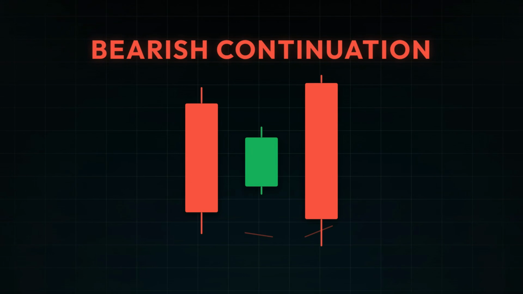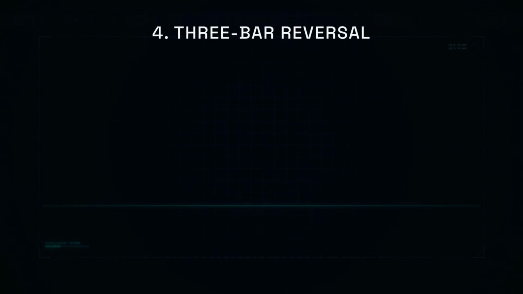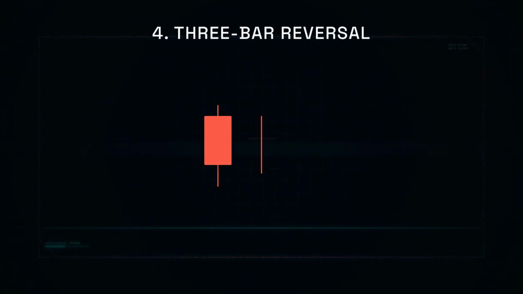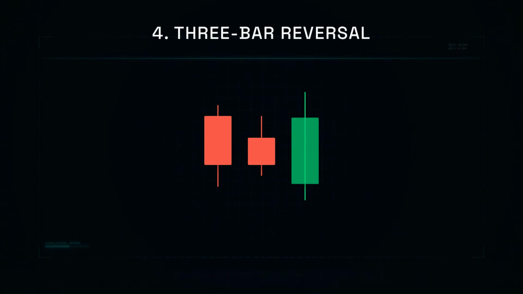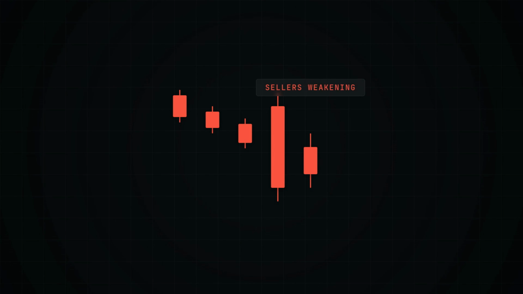Strong red candle, small green pullback, and then another strong red candle. Now do not confuse pattern number 4 with continuation. In this pattern, the third candle changes the entire story. In a downtrend, first we get a large red candle, then a smaller red candle. That may show selling momentum beginning to slow down. Then suddenly a strong green candle appears and buyers show serious strength for the first time.